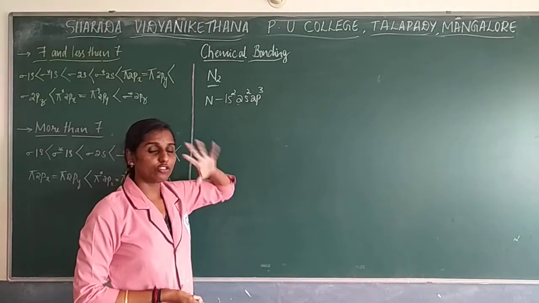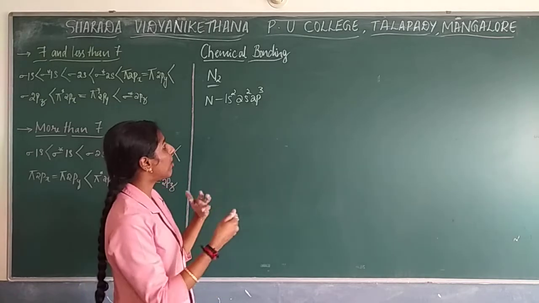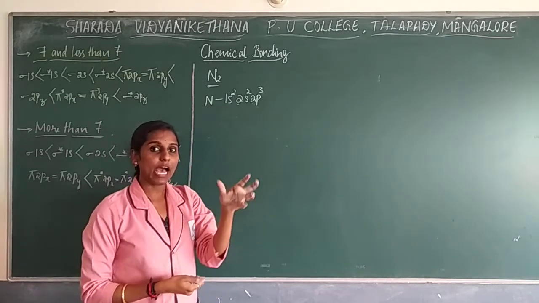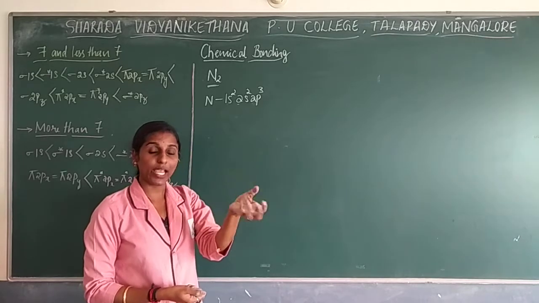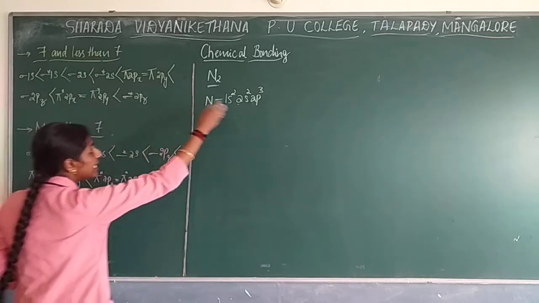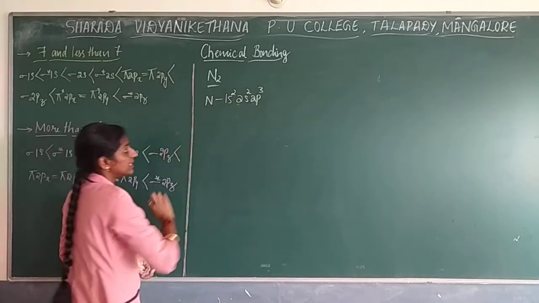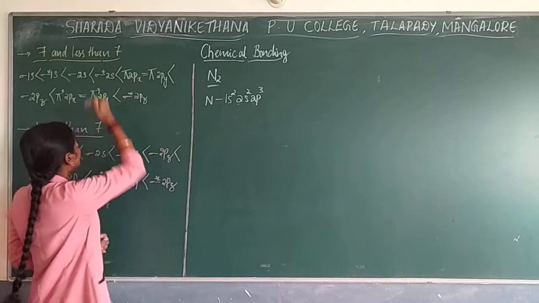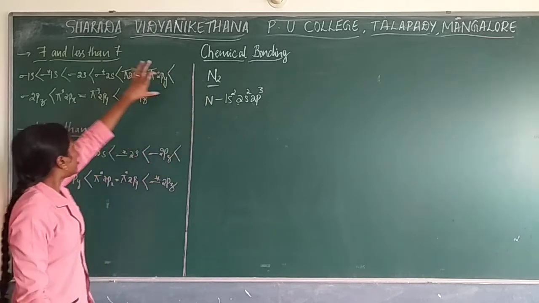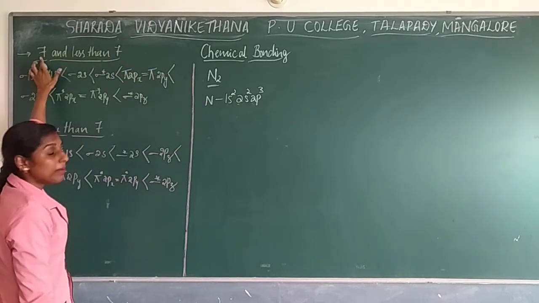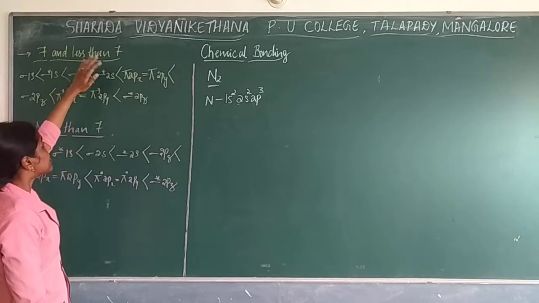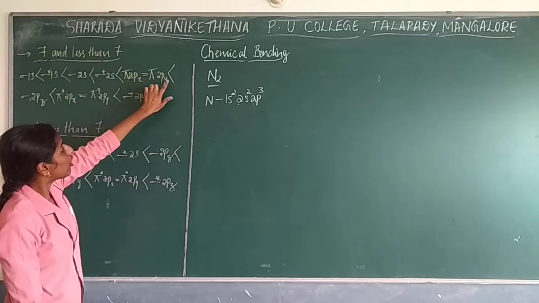See, while drawing the 2p orbital, it is a bit complicated compared with the 2s, because the p orbital will have px, py, pz. So based on that also you need to write. While writing the p orbital, you need to consider this: if the atomic number is 7 or less than 7, then the electronic configuration goes in this order.